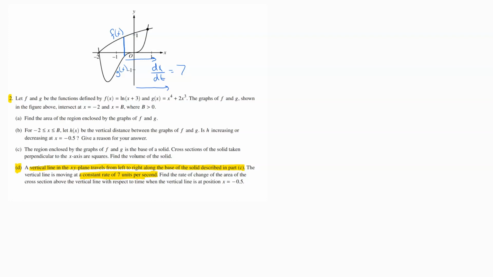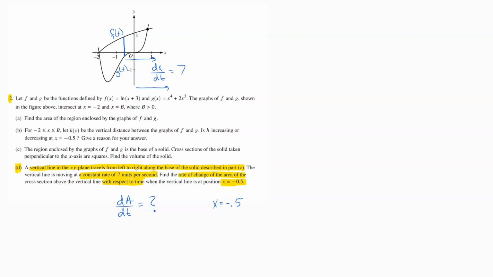They now want us to find the rate of change of the area of the cross section with respect to time. So what they're asking us to find right now is dA dt. So how is this thing changing when the vertical line is at a specific position, when x is equal to negative 0.5? So when you start seeing these dt pieces coming through here, bells and whistles are going off that we're looking at sort of a related rates problem. We're talking about a derivative that we haven't talked about in any of the other problems, and we're talking about it with respect to time.